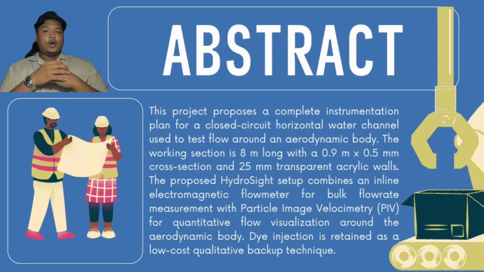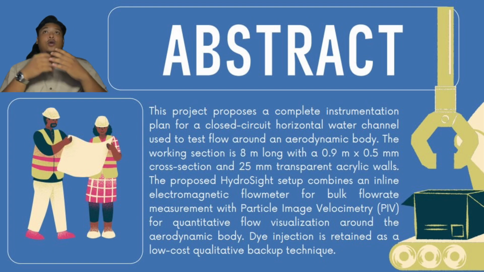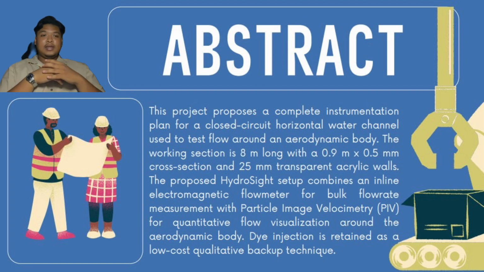Okay, so for the abstract, this project proposes a complete instrumentation plan for a closed circuit horizontal water channel used to test flow around an aerodynamic body. The working section is 8 meter long with a 0.9 meter times 0.5 meter cross section and 25 millimeter of transparent acrylic walls.